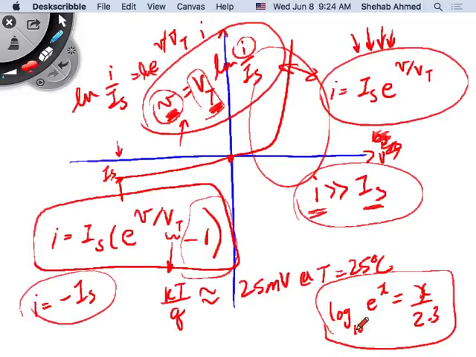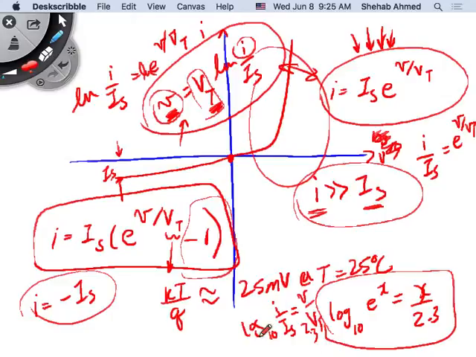Or I can take the exponential log of both sides. So if I take log base 10 of e to the x, so I bring I over Is still here, equal to e to the V over Vt. Instead of taking the natural log, I take the log base 10. So I will end up with log base 10 of I over Is is equal to V over 2.3 Vt, right? So, just several ways of doing it.